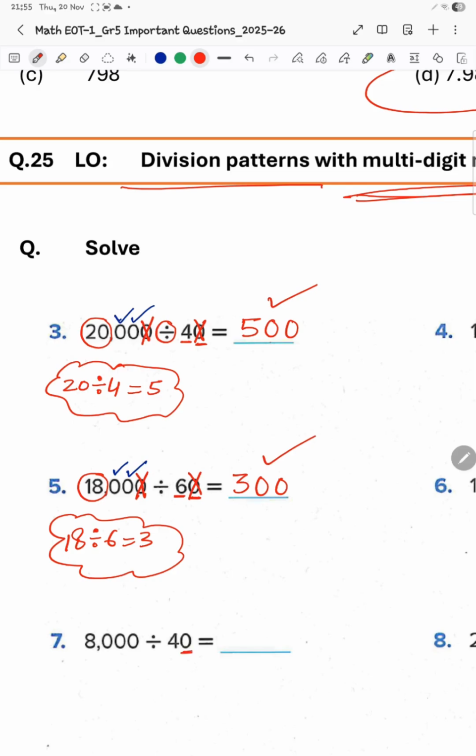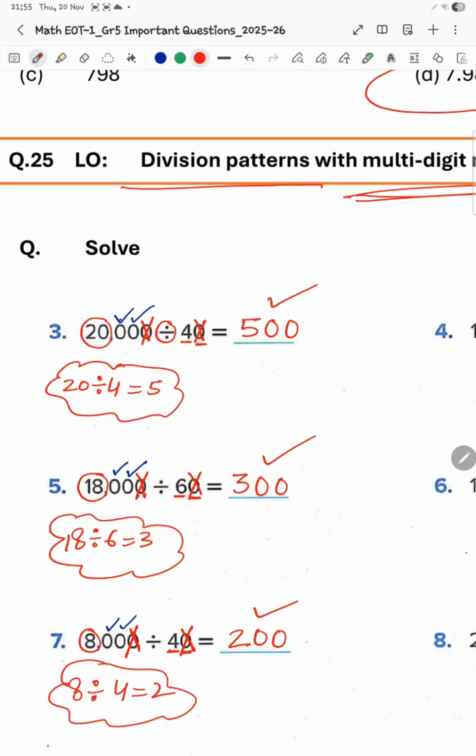Similarly, I will do here. 1 zero here. I will take 1 zero. I will take 1 zero here. Okay. Now 8 divided by 4. It will give you 2. So that is 2 will be here. Now how many zeros are left over? Only 2 zeros are left. So I will put 2 zeros here. So this is your answer.